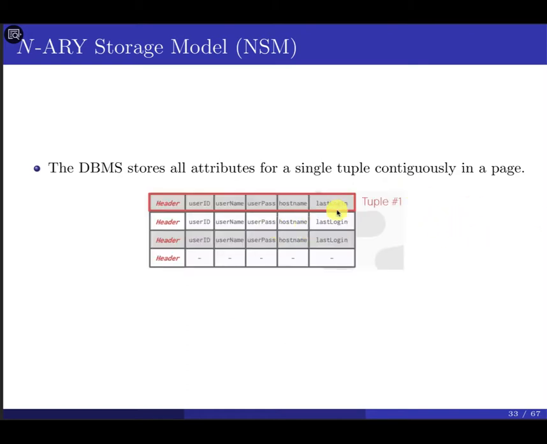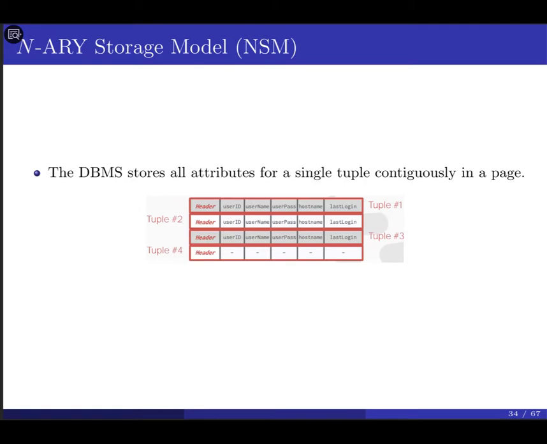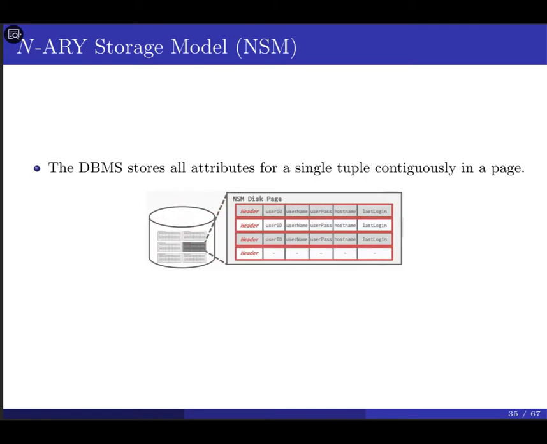Let's take a look at more details. Assume we have the relations we talked about: the user account table, a visual table, and the page table, or the pages in general. Let's look at how we can store the user account. The tuple has the user ID, username, password, host name, and last login. The tuple structure has a header, and the rest of the data is stored after it. So this is tuple 1, then we can store tuple 2, then tuple 3, as one continuous unit, stored somewhere here.